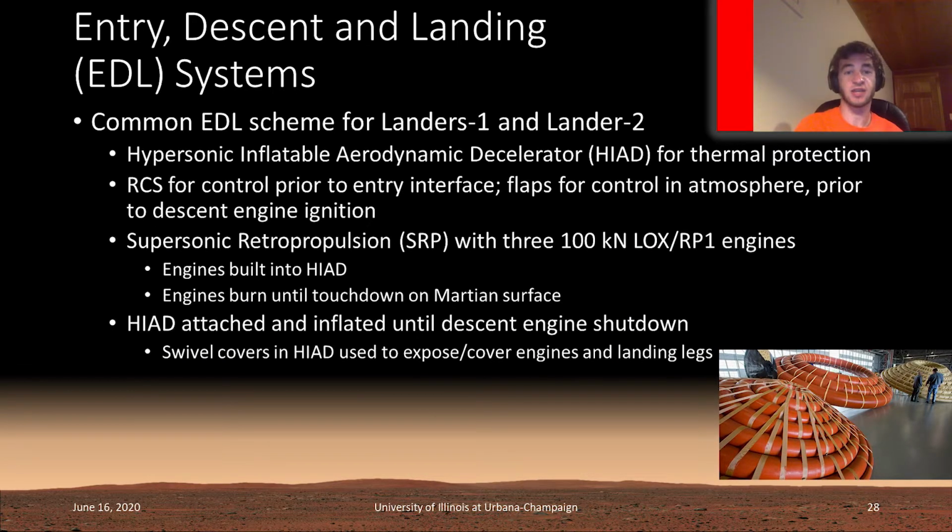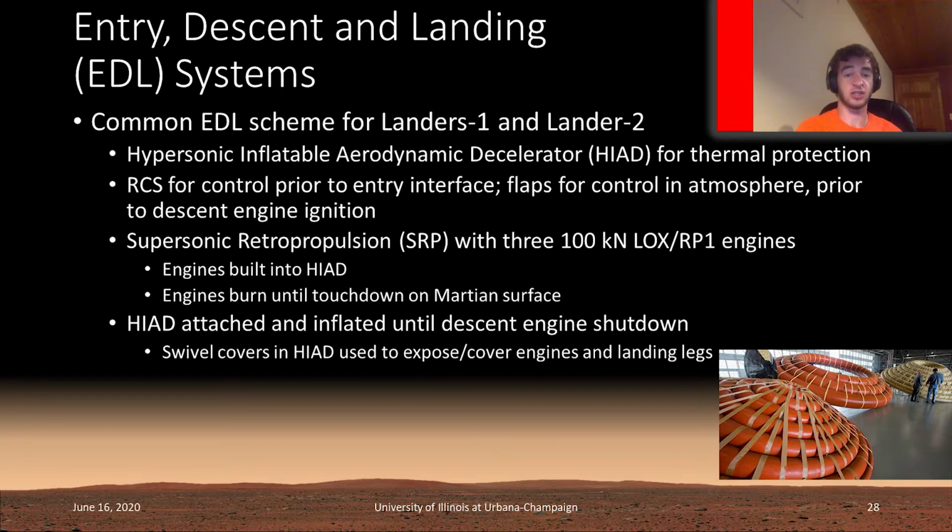So now onto the entry, descent, and landing systems, or EDL systems. A common EDL system is used for both of the landers to provide commonality between the vehicles. Both vehicles feature hypersonic inflatable aerodynamic decelerators, or HIADs, for thermal protection, and also use RCS to set the attitude prior to entry interface, and then use flaps to control the angle of attack and side slip angle during descent and prior to the engine ignition.